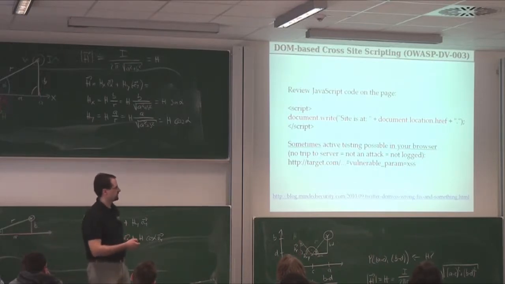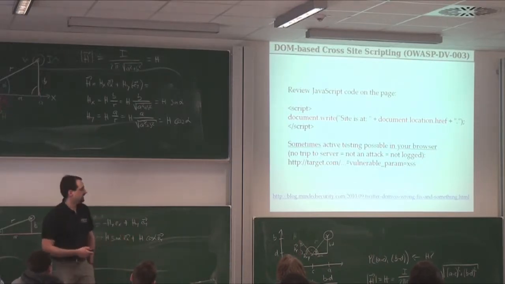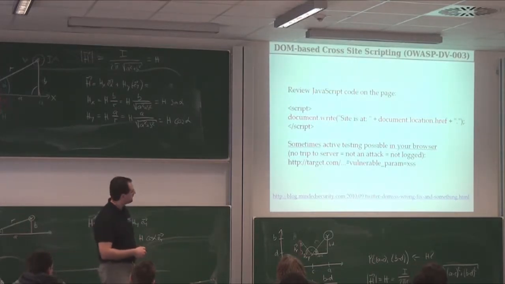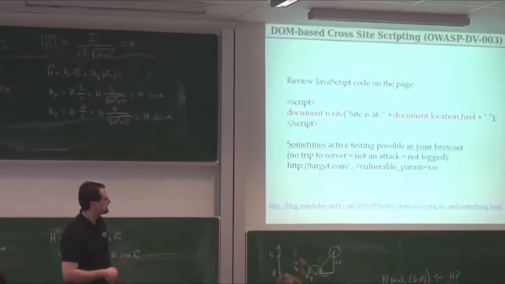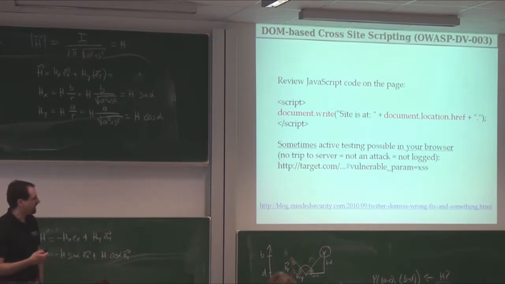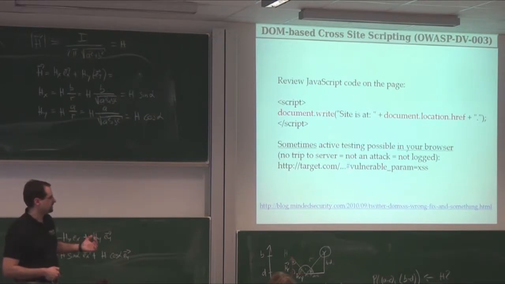DOM XSS, you can look at the source. I mean, you have the source, it's in the browser. You can try to find vulnerabilities there. And another thing to check is that sometimes if the vulnerability exists after the hash symbol, then we can even do active testing. Right, in the case of DOM XSS, this is implementation specific. So you can only do this really if the vulnerability exists after this symbol. But then you can do active testing, because everything that you type after this symbol is not going to the target site.